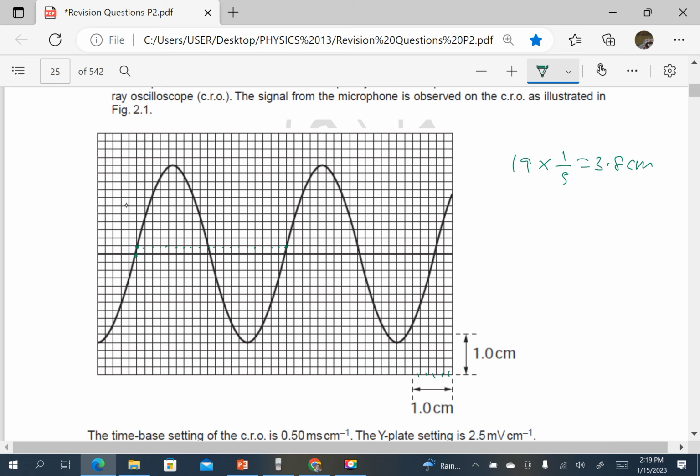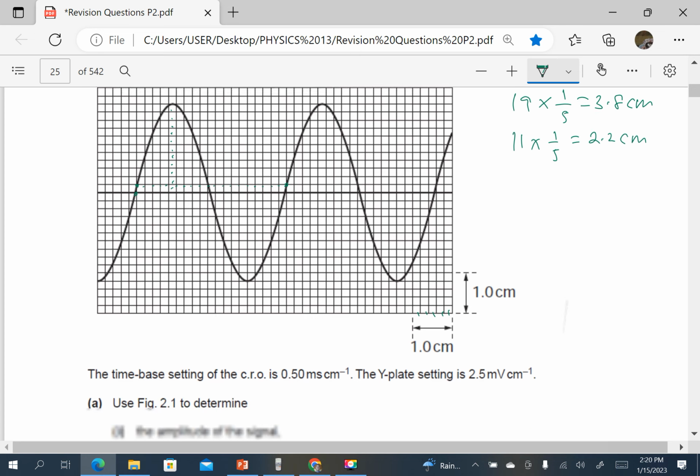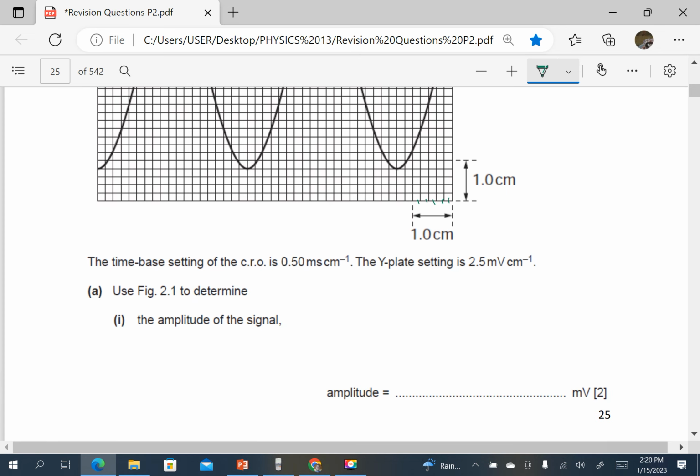Let's check also the amplitude. So we have 1, 2, 3, 4, 5, 6, 7, 8, 9, 10, 11. 11 small squares on the vertical times the value of one small square, which is 1/5. 11/5 is 2.2 centimeters. Let's see the questions now. The time-base setting of the CRO will give us the period. The Y-plate setting will give us the amplitude.